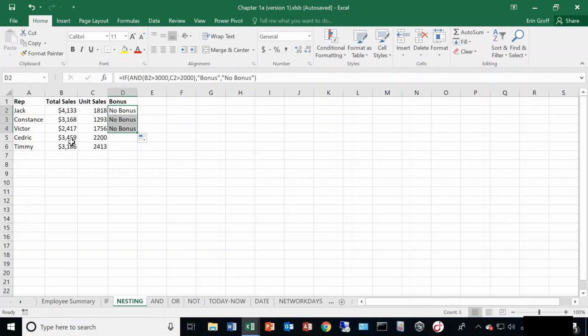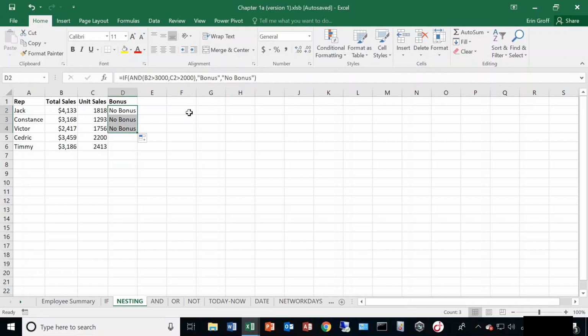Let's take a look at Cedric. Is B5 greater than 3,000? Is his total sales greater than $3,000? That's a yes. That returns a true value. Is C5, his unit sales, greater than 2,000? Yes, it is. So that returns a true. So now we have two arguments inside our AND function that return true. So they're all true. That returns a value for the whole entire AND function of true as well.